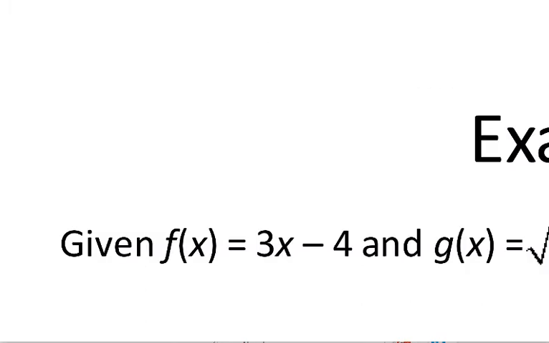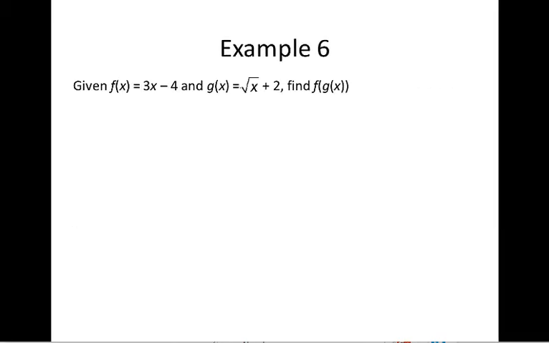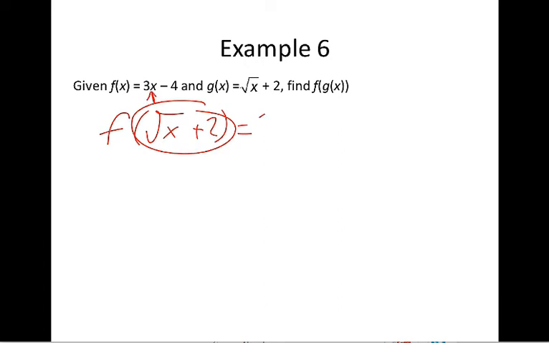Now for our last example, example 6, given f of x equals 3x minus 4 and g of x equals the square root of x plus 2, find f of g of x. So we're taking f of all of g of x, which is the square root of x plus 2. When we plug that in, we're plugging this whole thing in for our x value. So we have 3 times the square root of x plus 2. And then it's still minus 4 in the end.